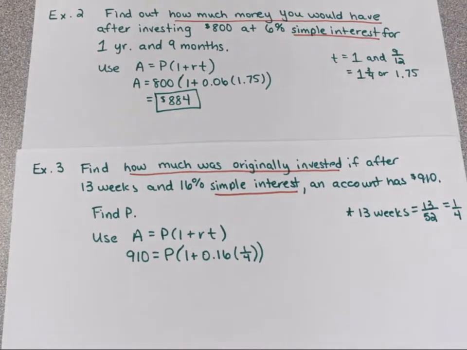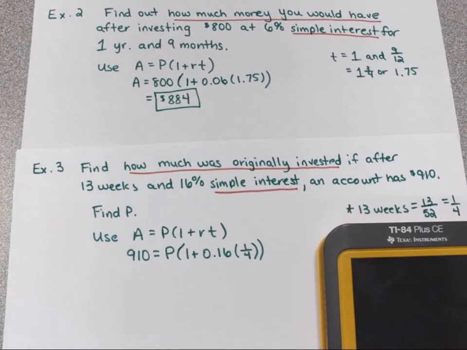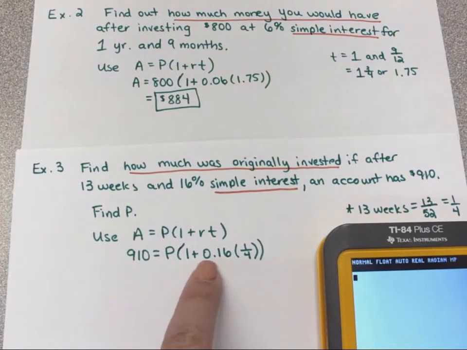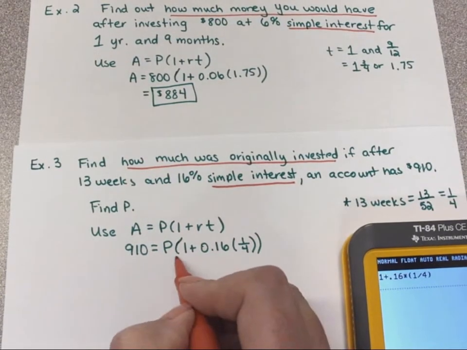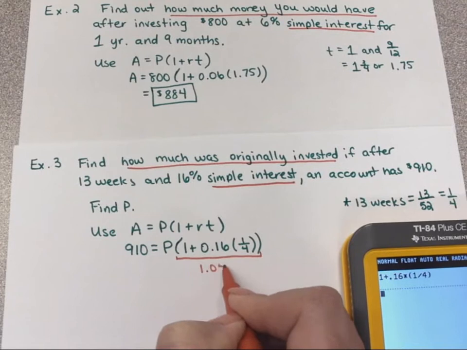Just as easy for your calculator to figure out, but then we're just going to have to do one more step when we're done. So let's figure out what the parentheses is. According to order of operations, I should be doing the parentheses first. So let's figure out what 1 plus 0.16 times 1/4 is. Technically, we really should put a parentheses around the 1/4. It's not super important in this case. It actually won't mess it up, but a lot of times it will. So a good general rule is to always put parentheses around fractions. But this piece comes out to be 1.04.